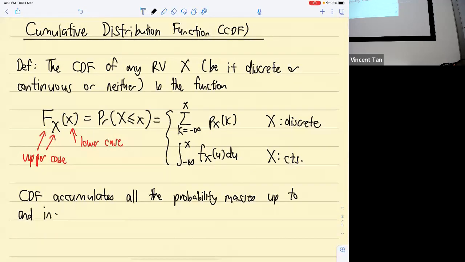And including x. So the including is important. Right, this is actually a bit abstract. So let me give you some simple examples. Okay, simple examples. Just before we give simple examples, this is actually the PMF of the discrete random variable x. And this object here is the PDF of the continuous random variable x.